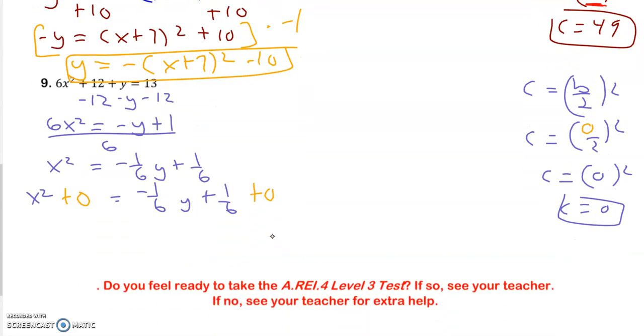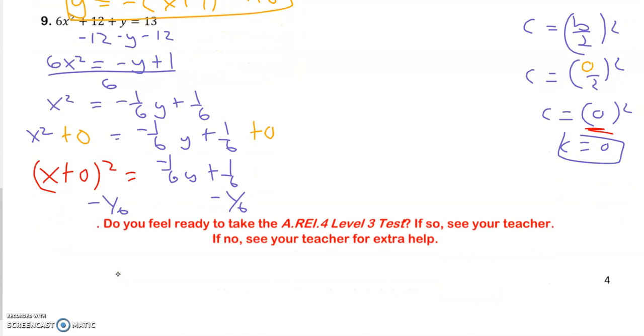We're going to continue that on, and we need to get our magic number, and that's going to be right here. So we're going to go (x plus 0) squared equals, and then we're going to write negative 1 over 6 y. You add 1 over 6 plus 0 is 1 over 6. I'm going to subtract 1 over 6. So I'm going to get (x plus 0) squared minus 1 over 6 equals negative 1 over 6 y.